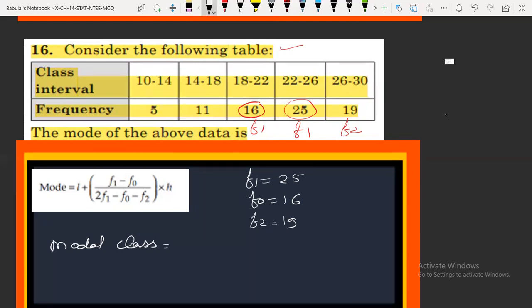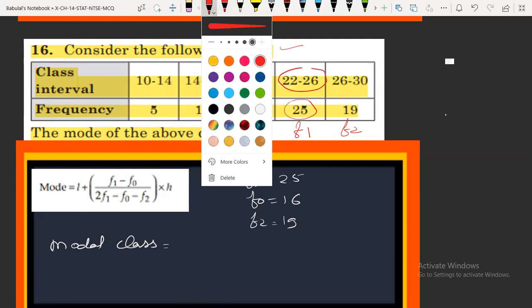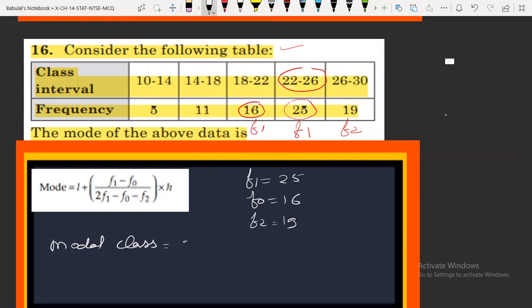Modal class means the class corresponding to the highest frequency, that is 22 to 26. So the modal class, right here, is 22 to 26. And what is L? L is the lower limit of the modal class, that is 22. And what is H? H is the class size.